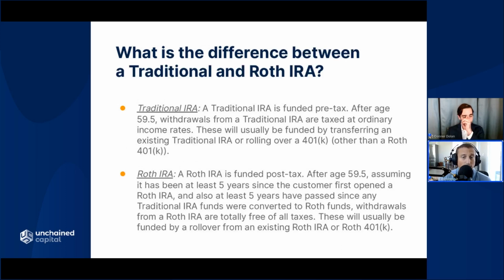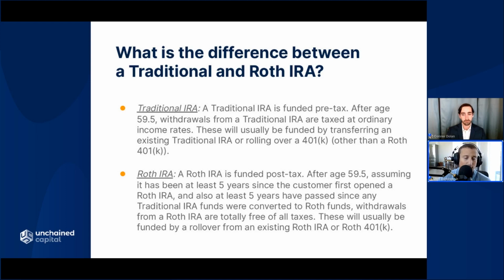It's also important to keep in mind the difference between a traditional IRA and a Roth IRA. A traditional IRA is funded pre-tax. So after age 59 and a half, withdrawals from a traditional IRA are taxed at ordinary income rates. Traditional IRAs are usually funded by transferring an existing traditional IRA or rolling over a workplace retirement plan other than a Roth workplace retirement plan.